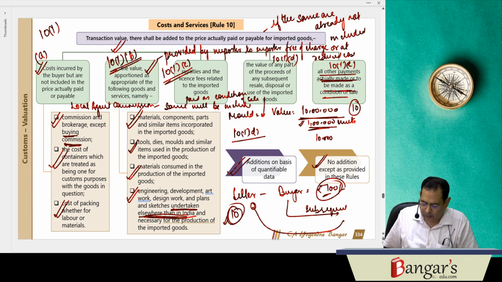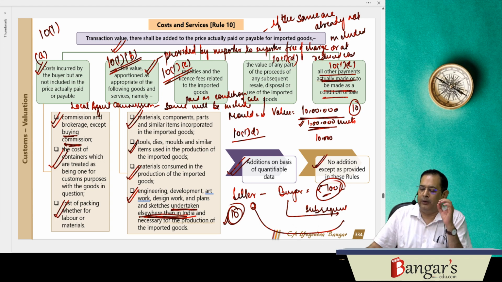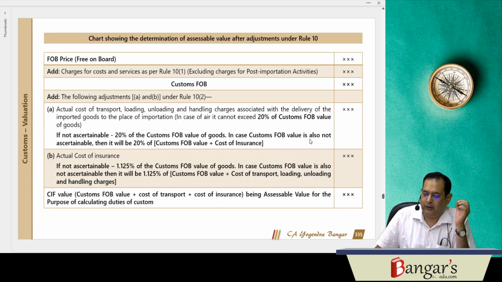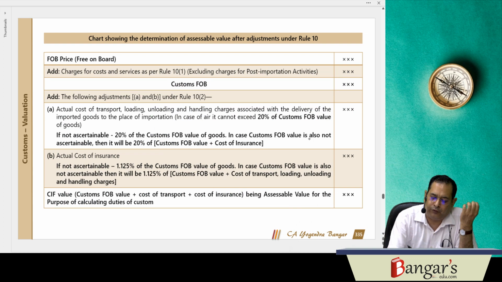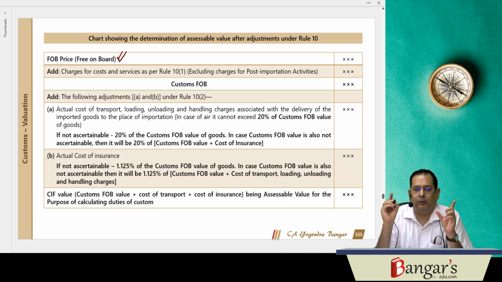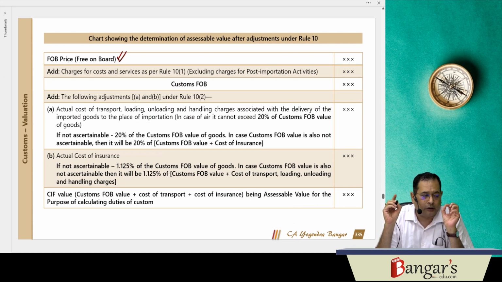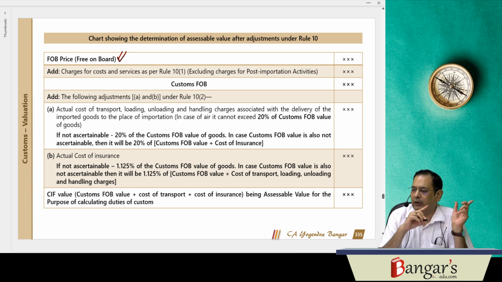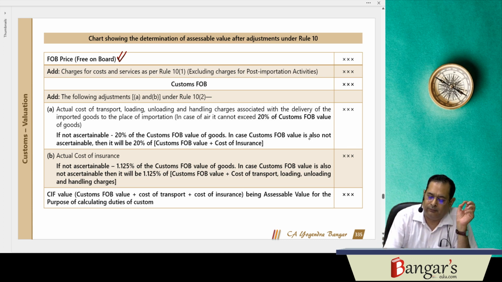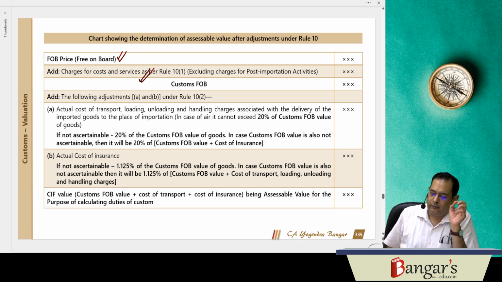Then we come to what? 10(2). 10(2) is dealing with what? How you will be determining the value. Basically, here, first of all, free on board value is there. FOB value of goods is there. Then whatever costs and charges, as we have seen under 10(1), that will be included.